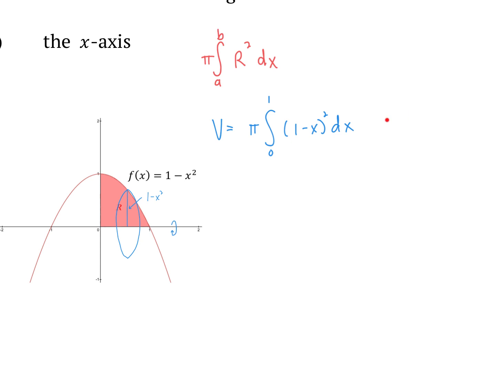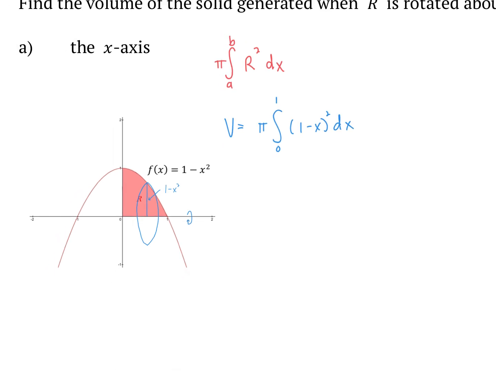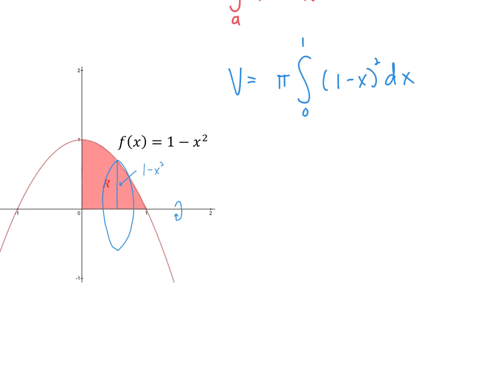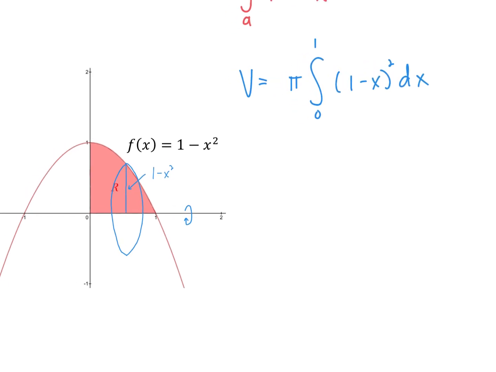A couple things. This one is called the disk method. It doesn't matter what the name is, but it's called the disk method. Notice how you were rotating around the x-axis, and in this shaded region there were no gaps between the x-axis and the shaded region. We'll see that for some of these there'll be gaps, where there's no shaded area touching the axis that you're rotating around.